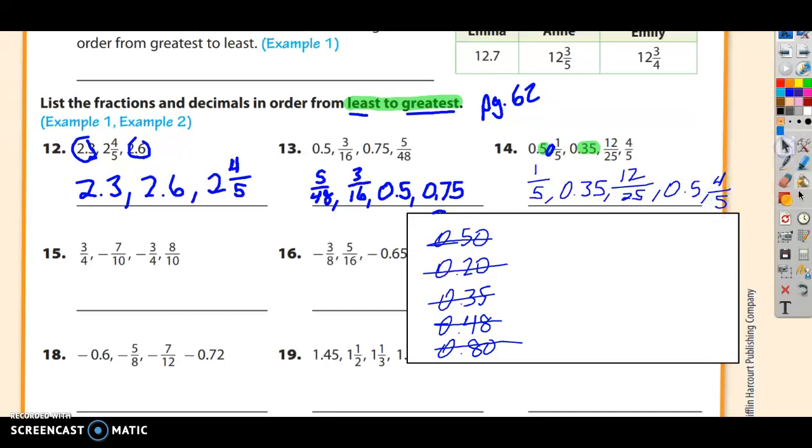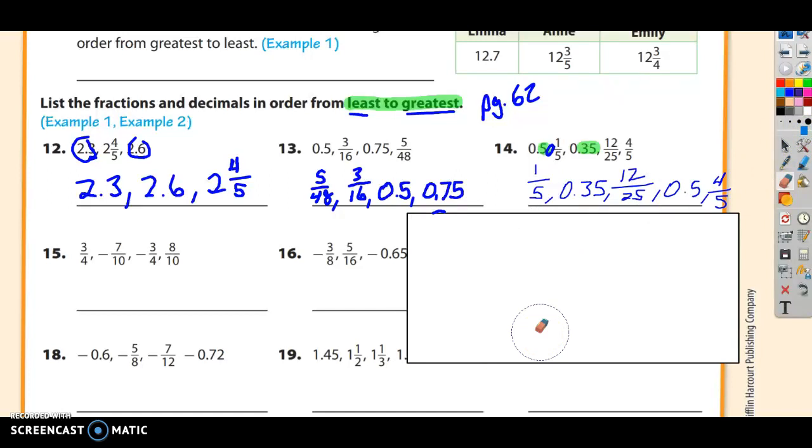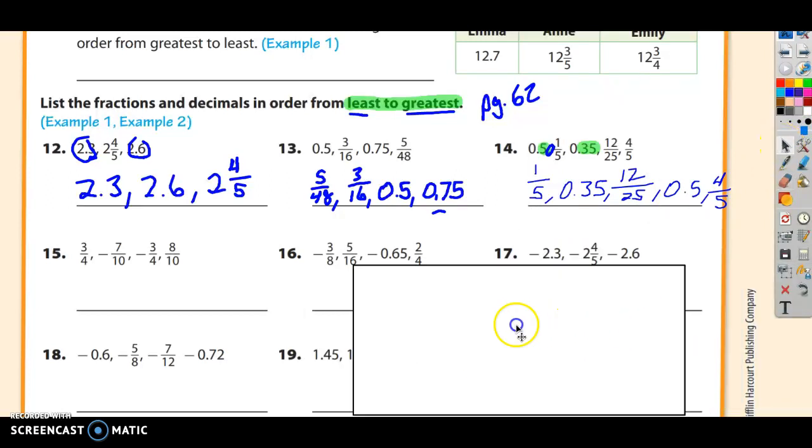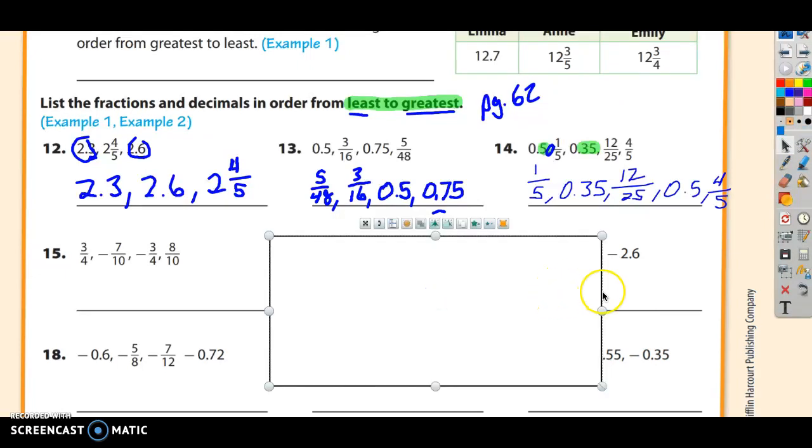Alright, if that doesn't make perfect sense to you, rewatch this portion of the video. And practice, practice, practice. Okay, I think we'll do one more for this video, and then we'll end up even with the third video to complete the page. Check out number 15 real quick.